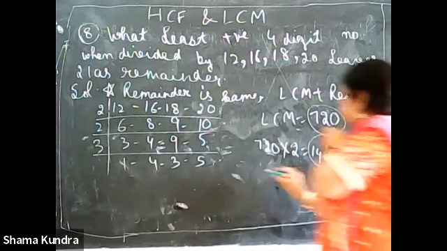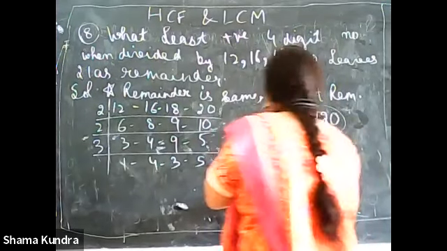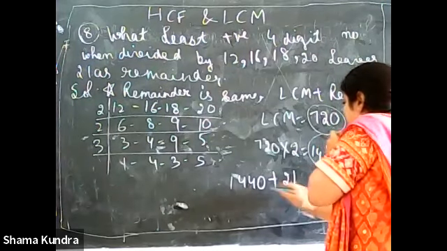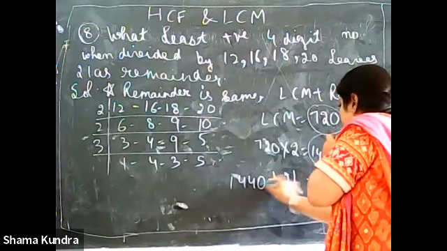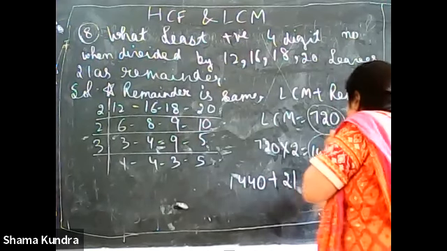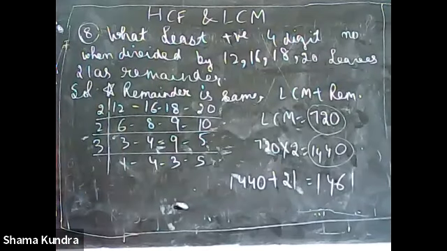Now for the answer, you have to add the remainder. The remainder is 21. Add 21 to 1440. You will get 1461. So 1461 is the required 4-digit number.